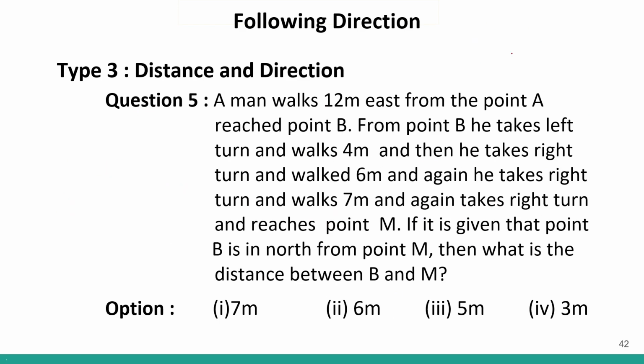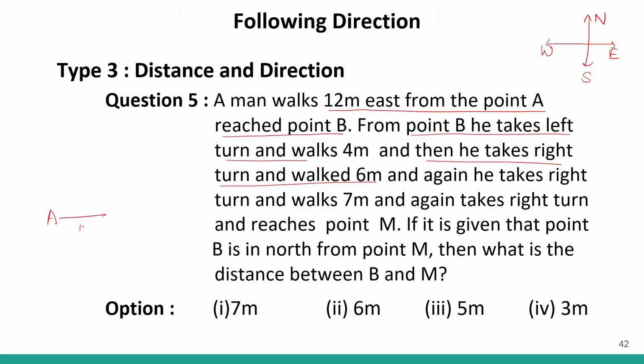Now, a man walks 12 meters east from the point A, reached point B. So from A, 12 meters east, reached point B. Then from B, he takes a left turn and walks for 4 meters, reached this point. And then he takes a right turn and walks for 6 kilometers. Right? And again, he takes a right turn and walks 7 meters. So right turn again, 7 meters down. And again, he takes another right turn, and reaches point M.